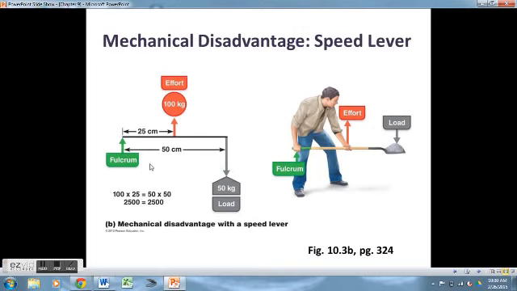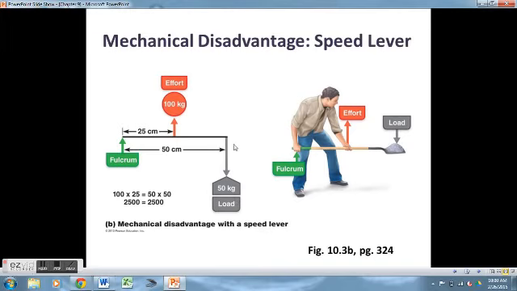On the other hand, we have a speed lever. Now notice that the whole thing is completely oriented differently now. We still have our load on the end, but our effort and our fulcrum have swapped places. So this would be like using a shovel, right? The load is what's on the shovel. The effort is your arm in the middle of the shovel, and then the fulcrum is your arm on the end of the shovel.